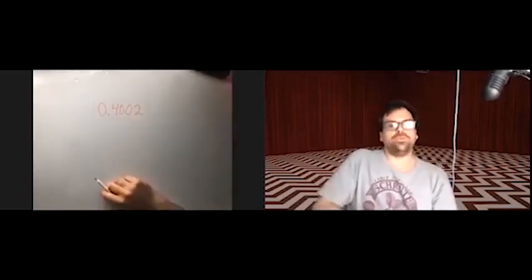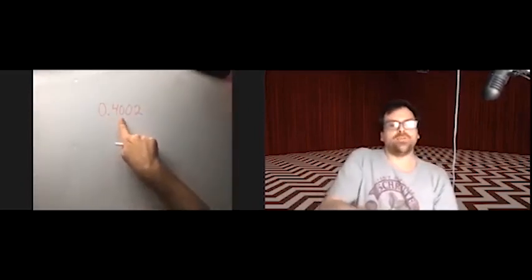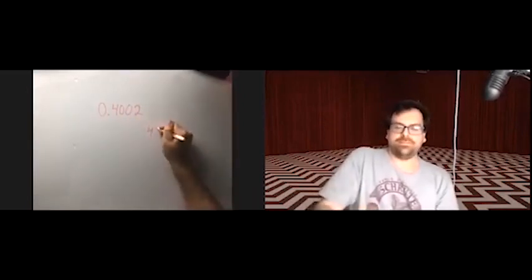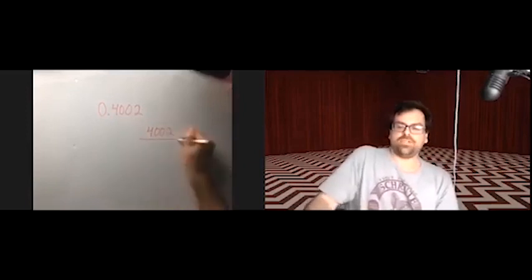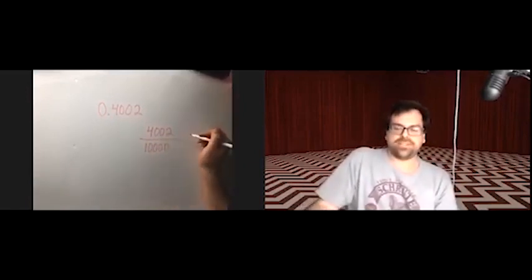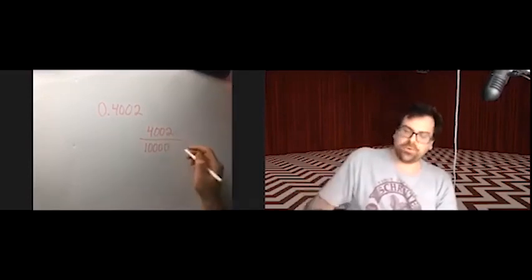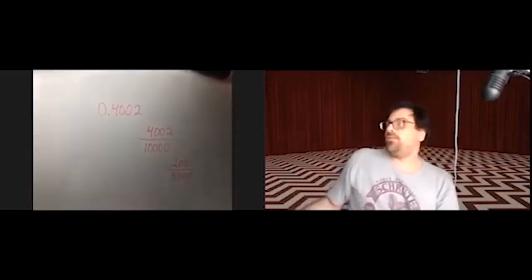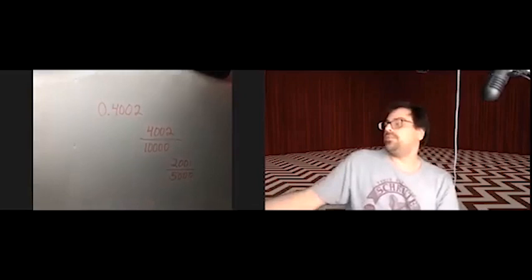0.4002. Tenths, hundredths, thousandths, ten thousandths. 4002 ten thousandths. They're both even. Divide them both by 2. 2001 5 thousandths.